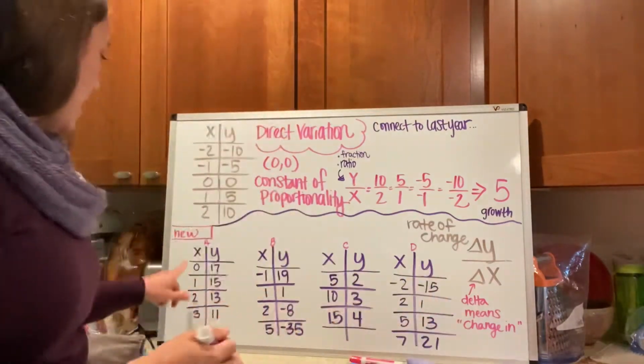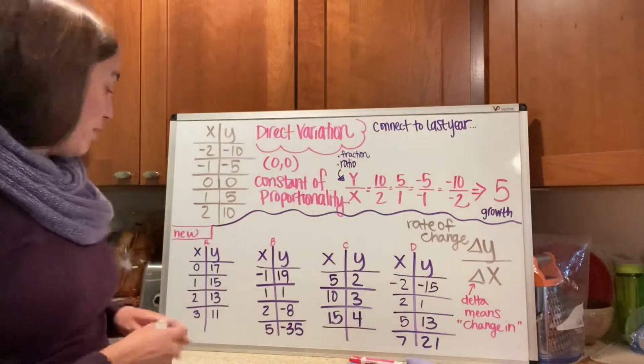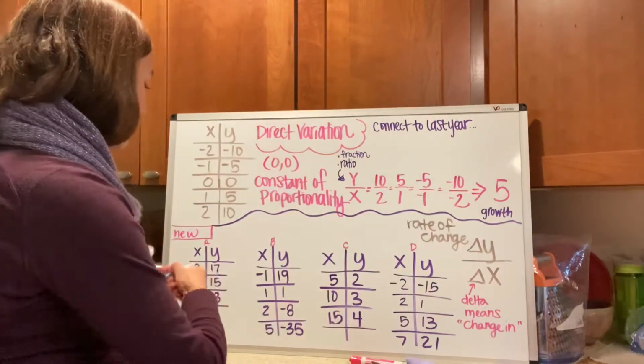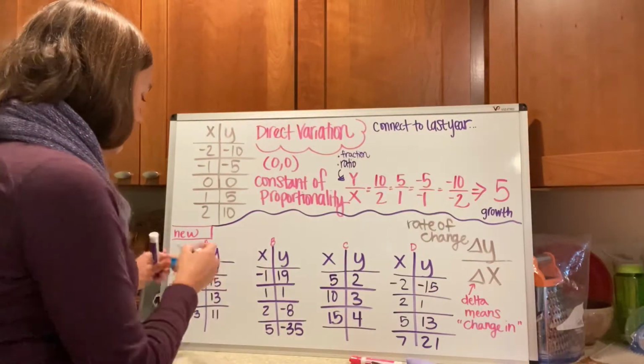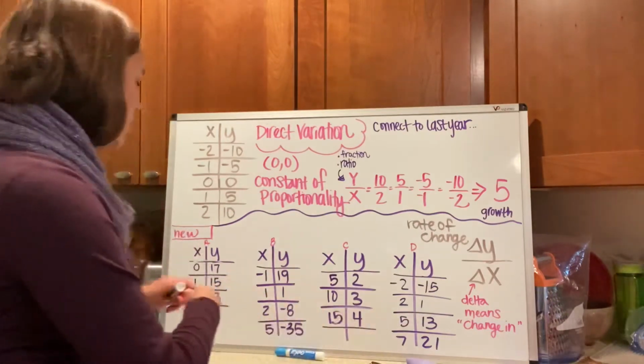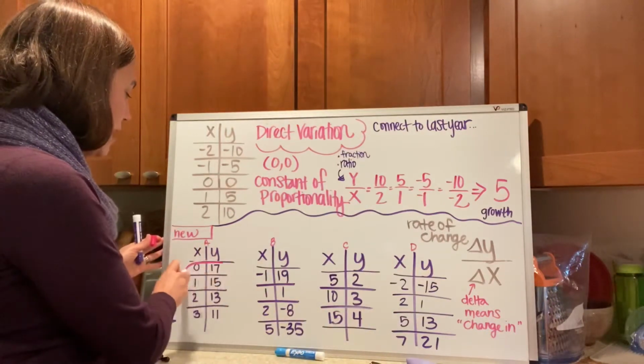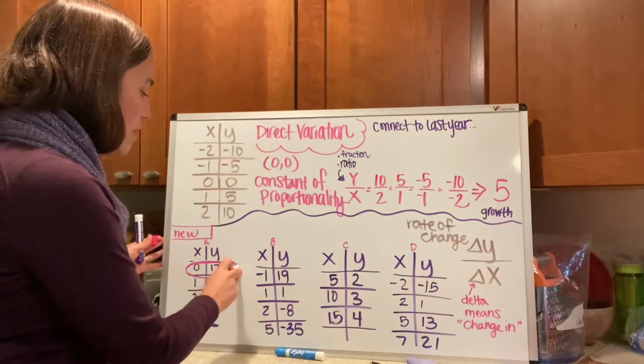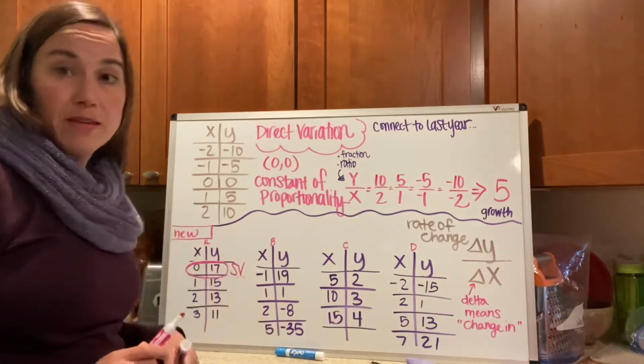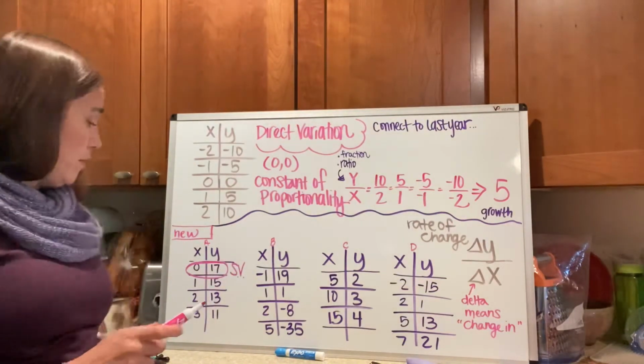So we're going to take a quick look at the table for A. I see my start value here, 0, 7. And I know that that's my start value because that's when x is 0. So I'm going to put here start value, SV. Okay, just so you're real clear, start value.